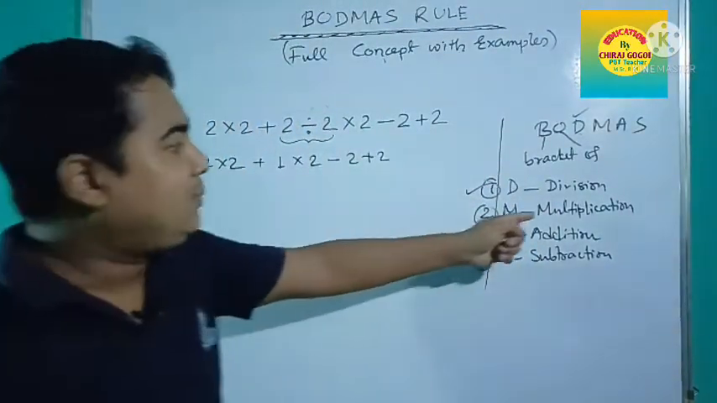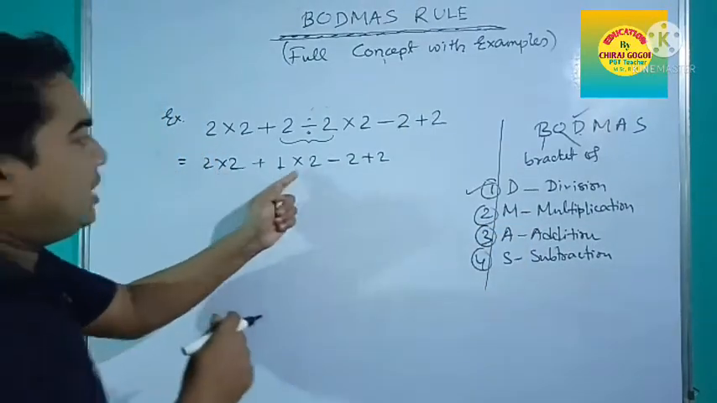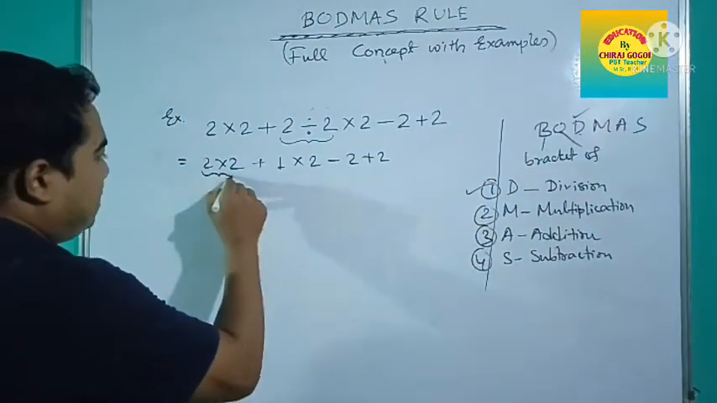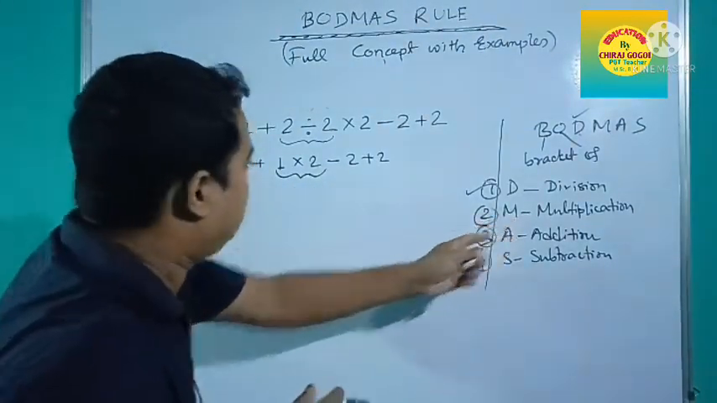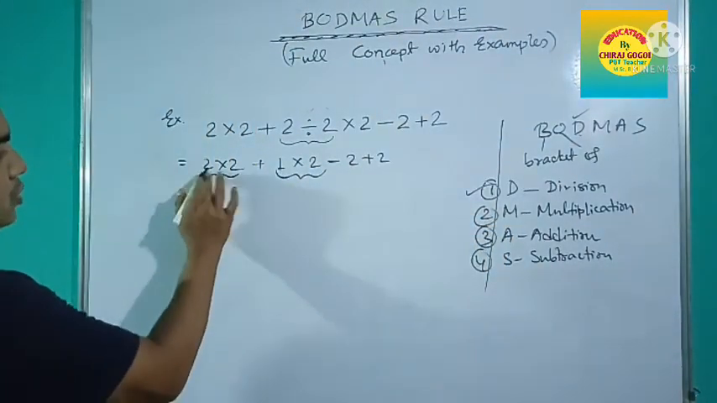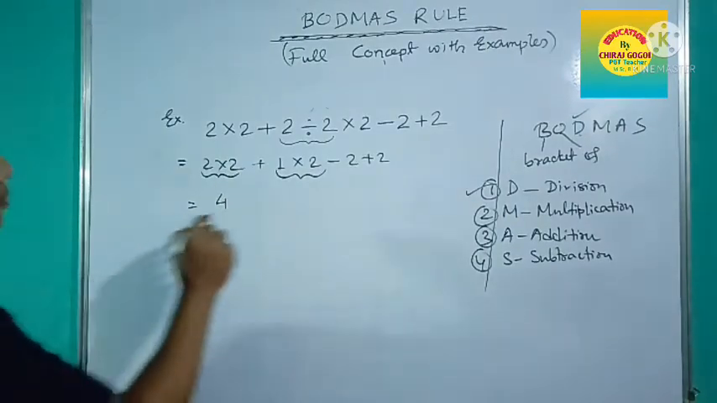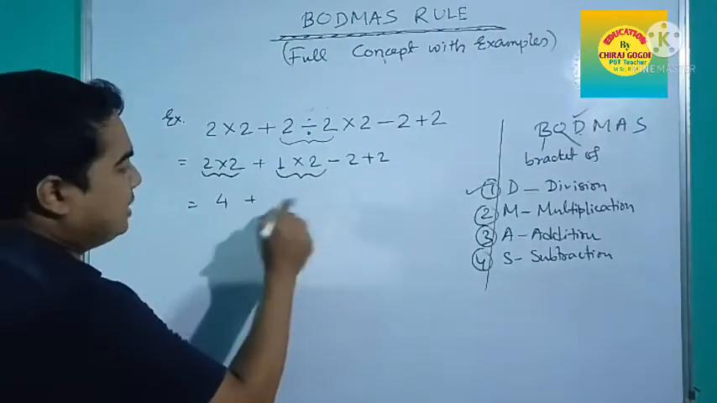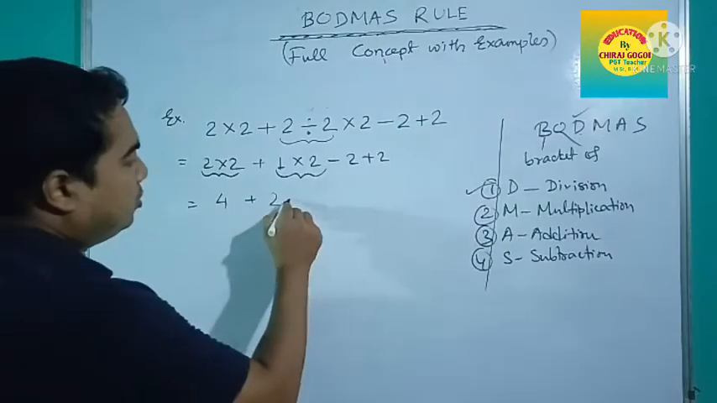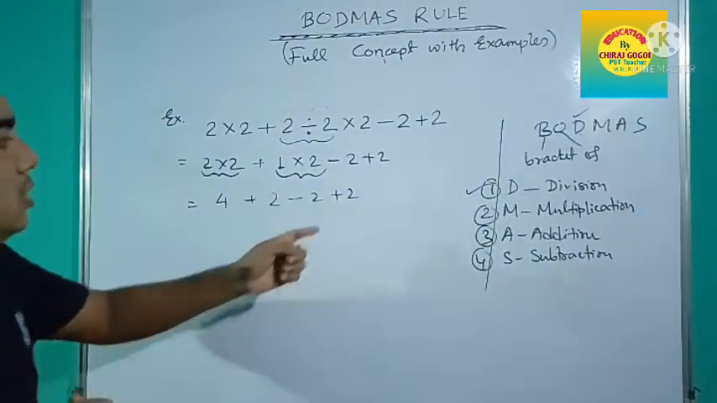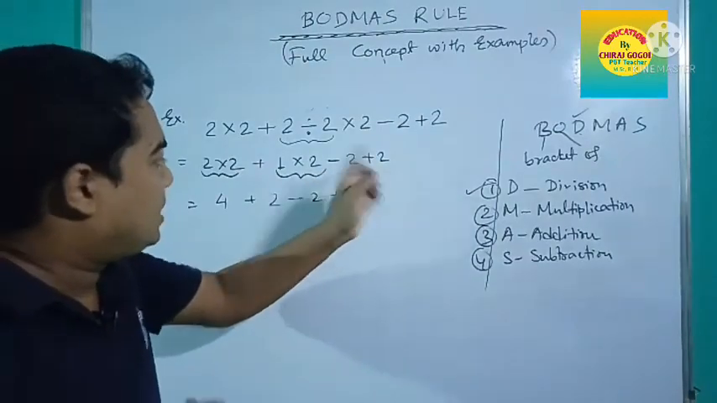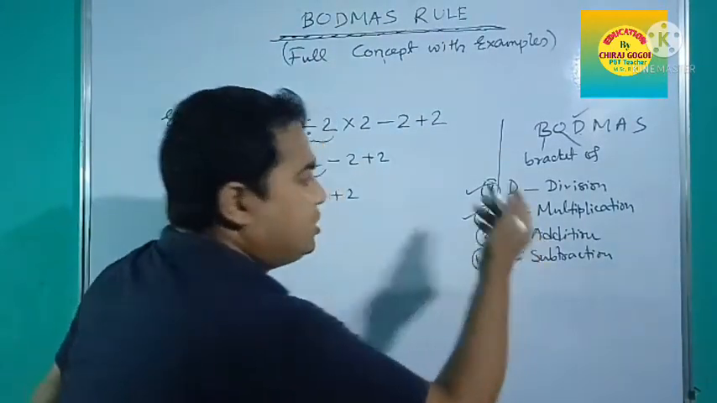Next, multiplication. I'll calculate in this part. Why? Here is multiplication. So calculate this one part: 2 into 2 answer 4 plus 1 into 2 answer 2. Don't change these values, plot the same values, don't calculate here: minus 2 plus 2. Now multiplication is over.